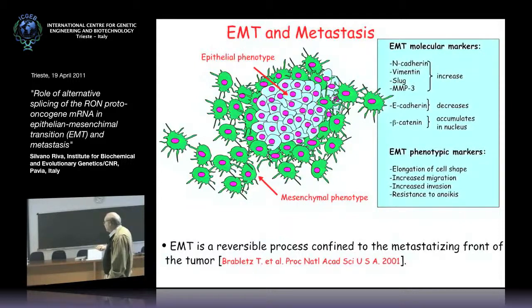The marker of this transition is that you have a decrease in E-cadherin and a reaccumulation of beta-catenin in the nucleus, and an increase in these transcription factors, and they have other features. So, but the message is that these cells at the border of the tumor, unfortunately, are able to migrate, and they do migrate. And when they establish a metastasis in another part of the body, the process is reversed. So you go from this type to this type in the new position. So it's very tricky.